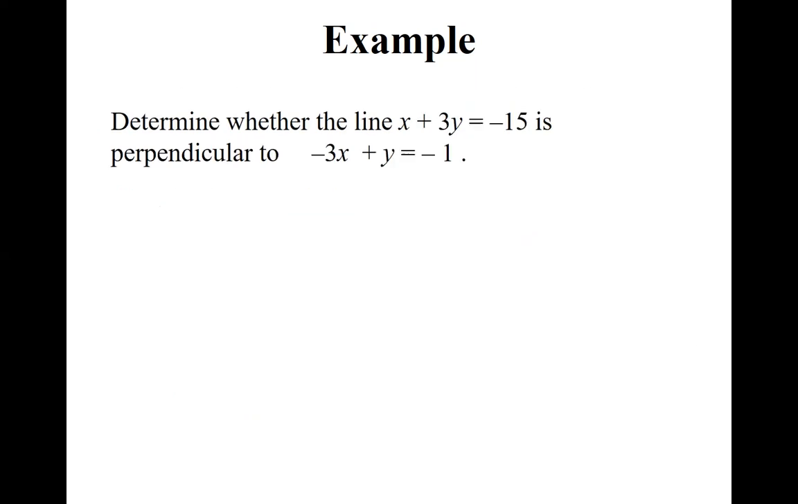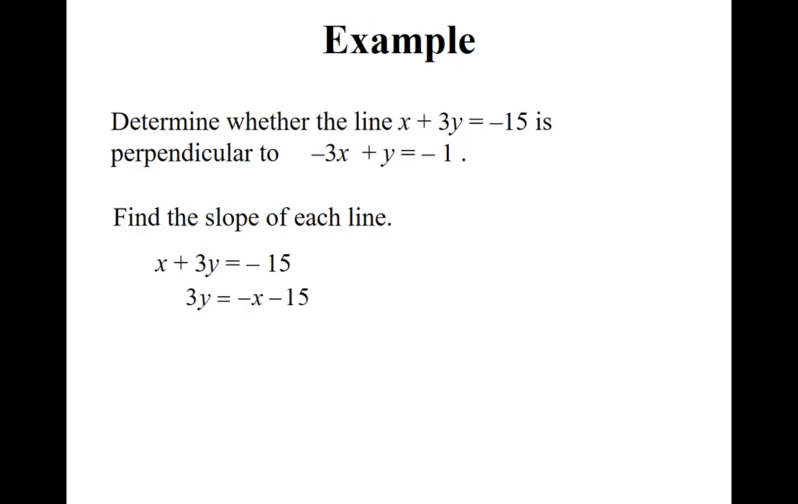We also have enough information to be able to determine whether the line x plus 3y equals negative 15 is perpendicular to negative 3x plus y equals negative 1. If they have opposite reciprocal slopes, then they're perpendicular. So once again, we want to find the slope of each line. Starting with the first equation, x plus 3y equals negative 15. We want to solve this for y.